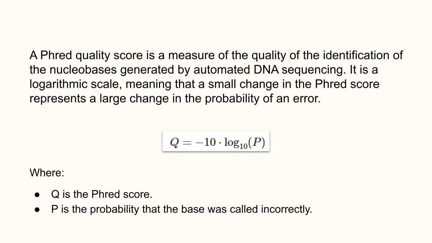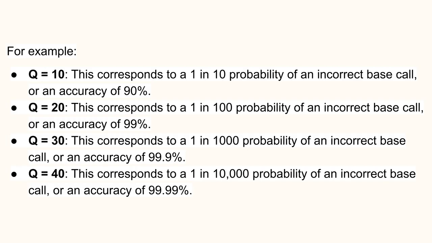The Phred quality score uses a logarithmic scale, which means a small change in the score represents a large change in accuracy. The logarithmic relationship follows this formula. Q equals negative 10 times the logarithm base 10 of P, where Q is the Phred quality score, and P is the probability of an incorrect base call. Let's look at some common Phred quality scores and what they mean.